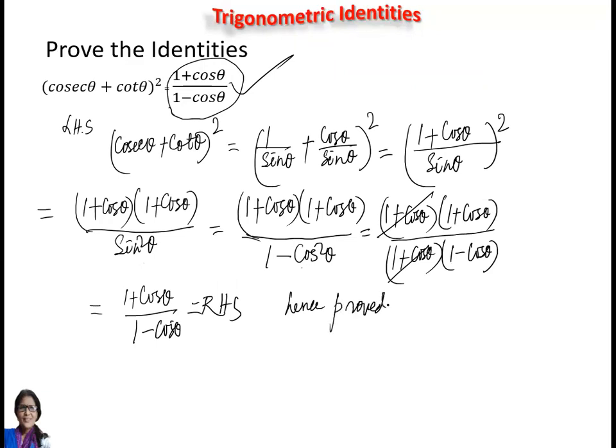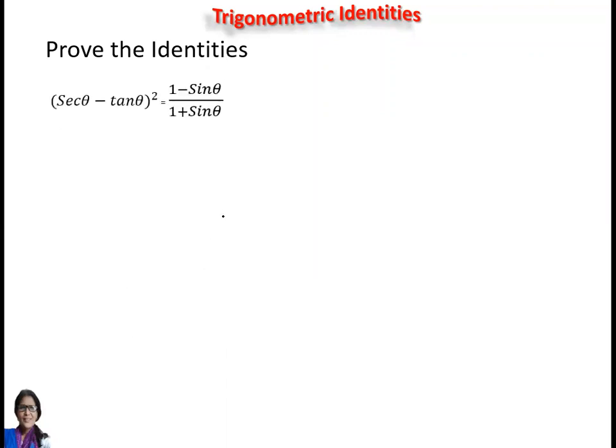So from one question, you will want another question. Let us change the question a little bit. I'll frame another question, similar identities, but this time sec theta minus tan theta whole square is equal to 1 minus sin theta by 1 plus sin theta. This is another question, but with the same pattern. So what I'll do, I'll change sec theta. What is sec theta? 1 by cos theta. What is tan theta? Sin theta by cos theta, whole square.